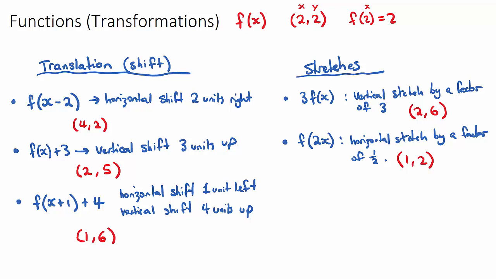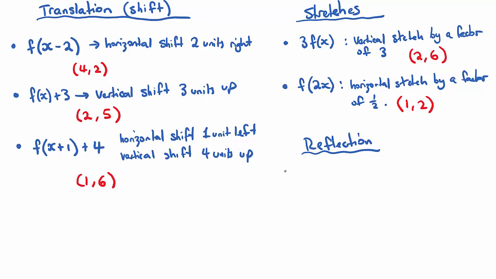And finally, the third component of our transformations that we need to know are reflections. There will be two types of reflections. We're either going to be reflected in the x-axis, or the y-axis. So if we have negative f of x, this means that all of our y values are now going to be negative. So they're going to actually be flipped vertically. So it's going to be a reflection in the x-axis.